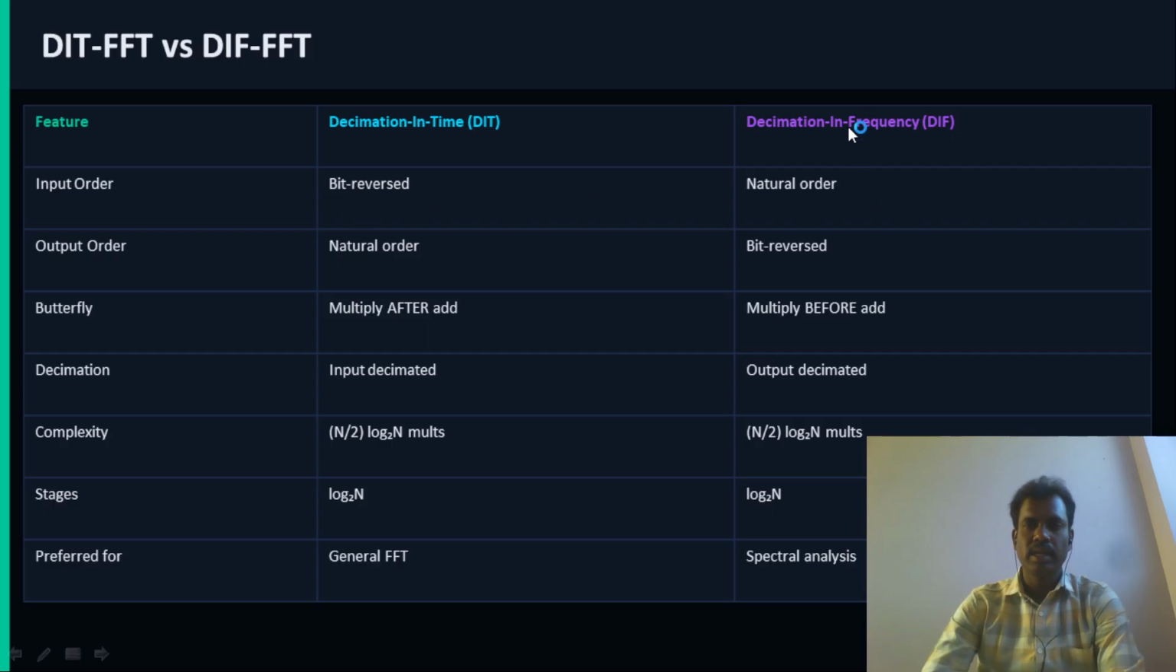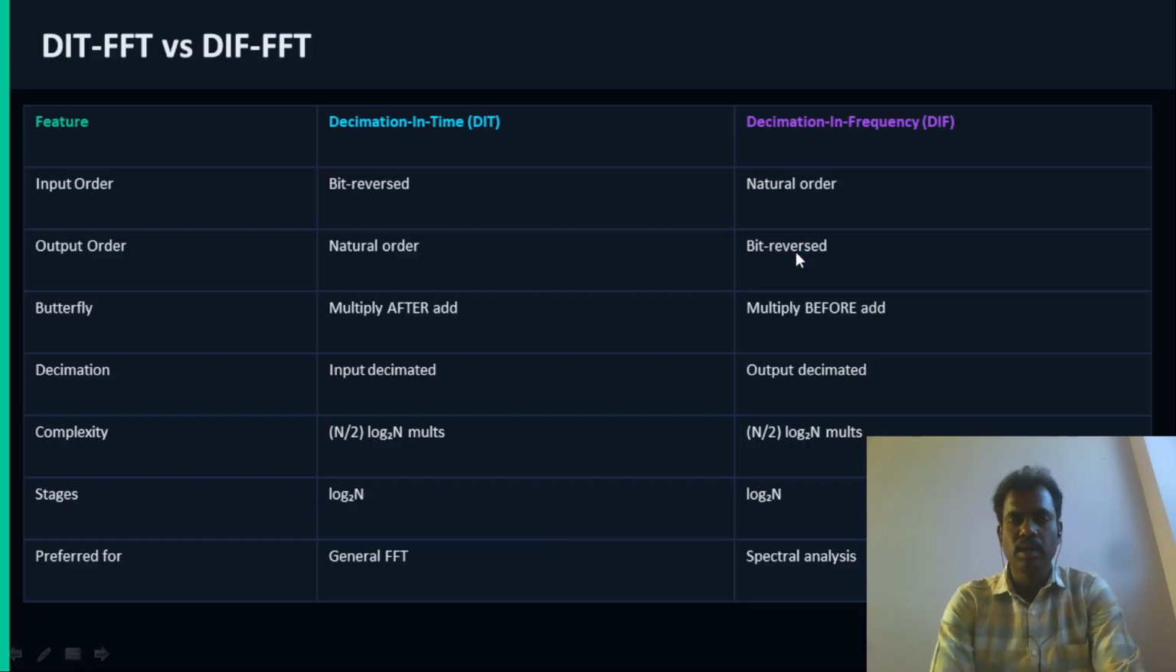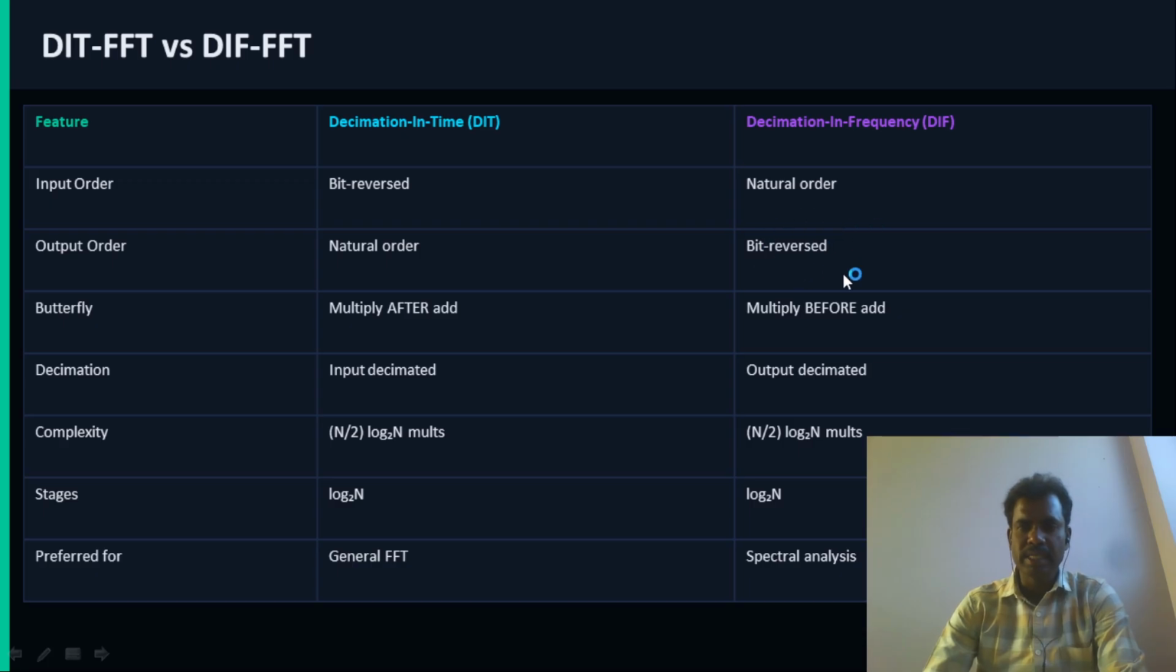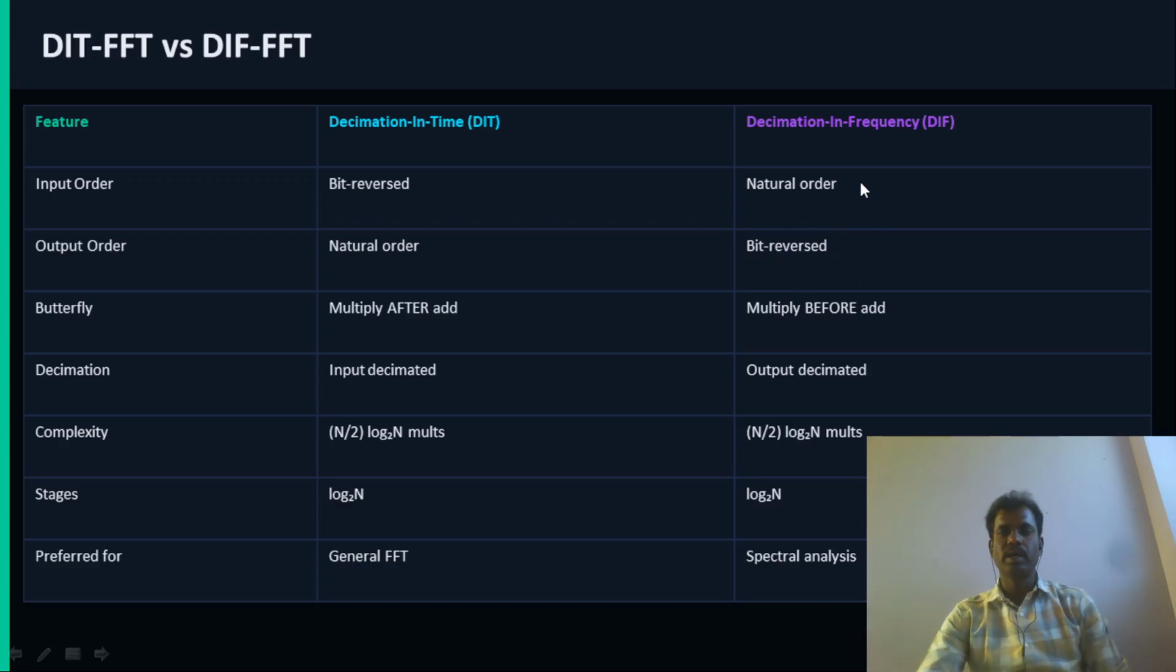Similarly, in decimation in frequency, we are grouping the output into two parts, so the output order changes from stage to stage. By the end of the FFT algorithm, the output order is bit reversed because the output is grouped, and the input we apply as it is. So the input is in natural order. Natural order means ascending order: X of 0, X of 1, X of 2, X of 3, up to X of n minus 1.